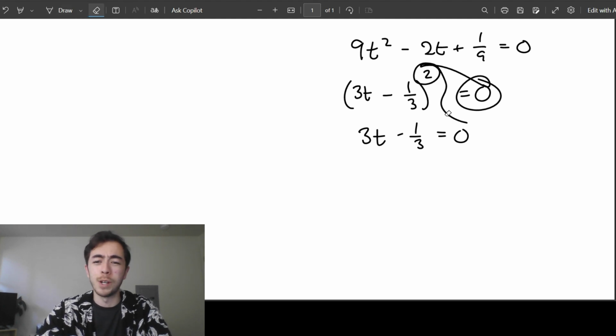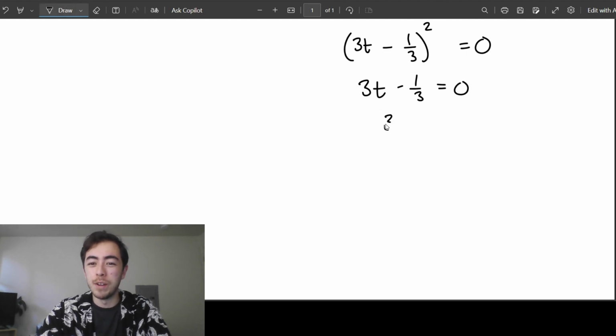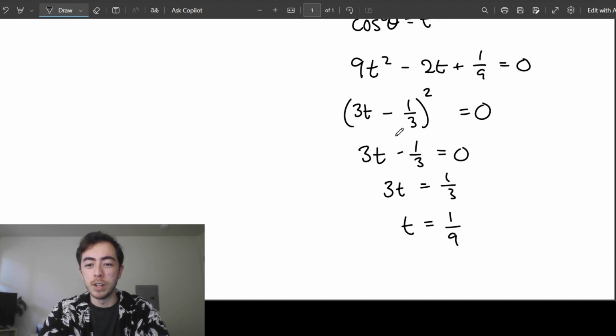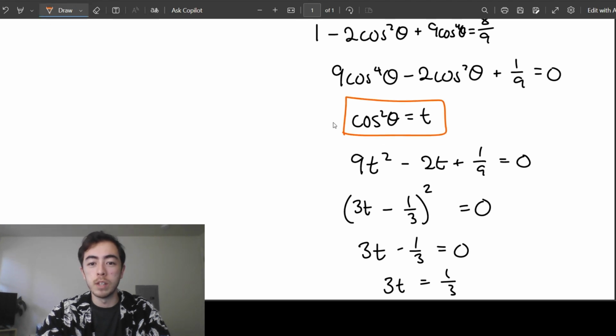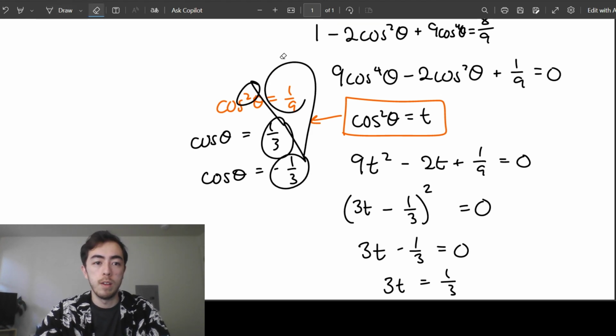Unless you're working with dual numbers, but that's something silly. Solving for t, we could add 1/3 to both sides, and then we can divide by 3. So we know that t is 1/9, and let's see what that means back for that trigonometry. So cosine squared theta equals 1/9. Essentially, this means that cosine of theta must be equal to 1/3, or maybe cosine of theta is equal to -1/3, because once we square either of these values, we will get back to 1/9.